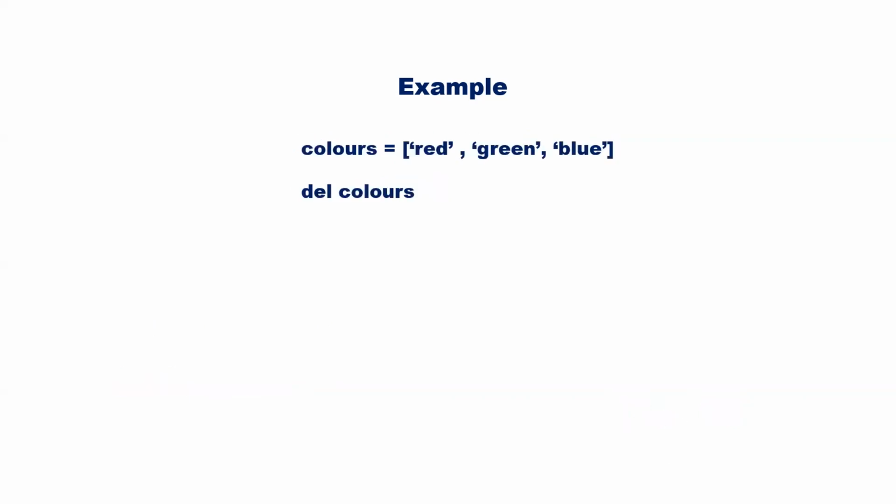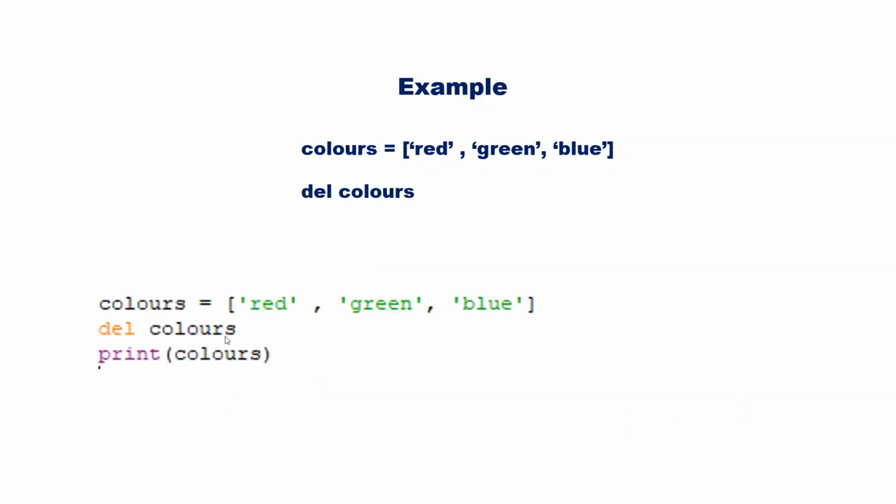We can delete the entire list by just specifying the list name after the del keyword. For example, here del colors will delete the entire list. After this operation, if you try to print the list, it will generate an error because there is no object with name colors in our system.